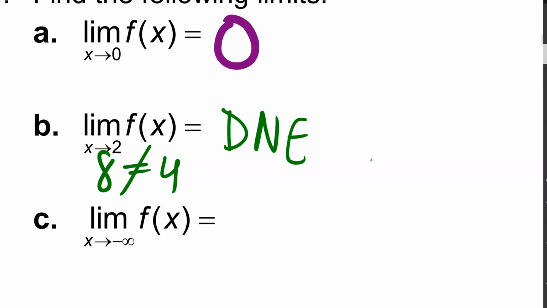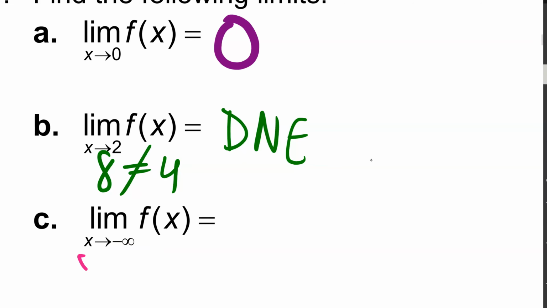What if there wasn't anything on the right to indicate where it's... Anything on the right? Never mind. Okay. And then here's my end behavior as x approaches negative infinity.